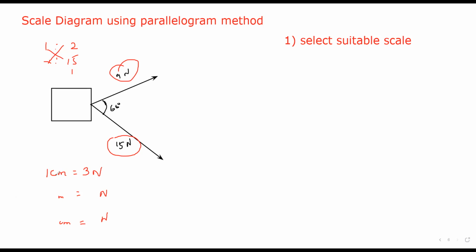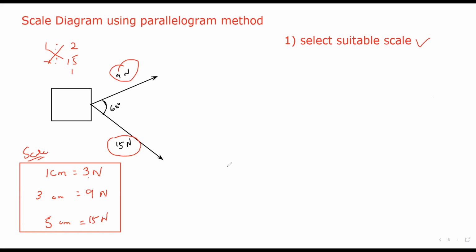So if I select 1 centimeter is 3 Newton, 9 Newton will be how much? If 1 centimeter is 3 Newton, 9 Newton will be 3 centimeters. And 15 Newton will be how much? It will be 5 centimeter. So we divide by 3. So it's up to you. Any scale you can select. It will not make a difference. But it should be a scale which will not give too small or too big lines. So the first point, we select a suitable scale. Is it clear? The first point.